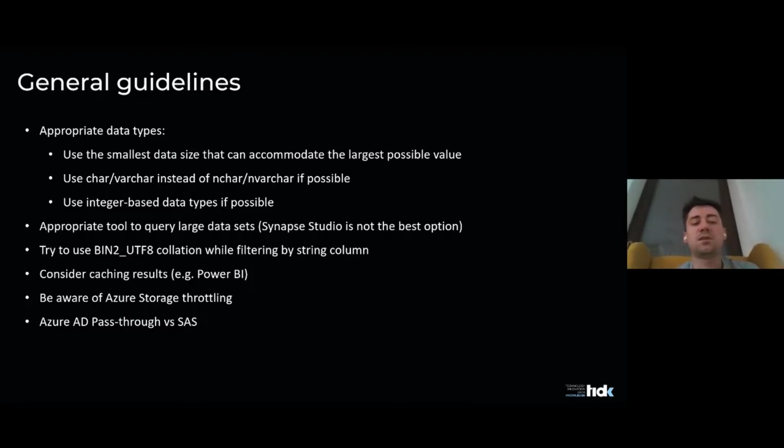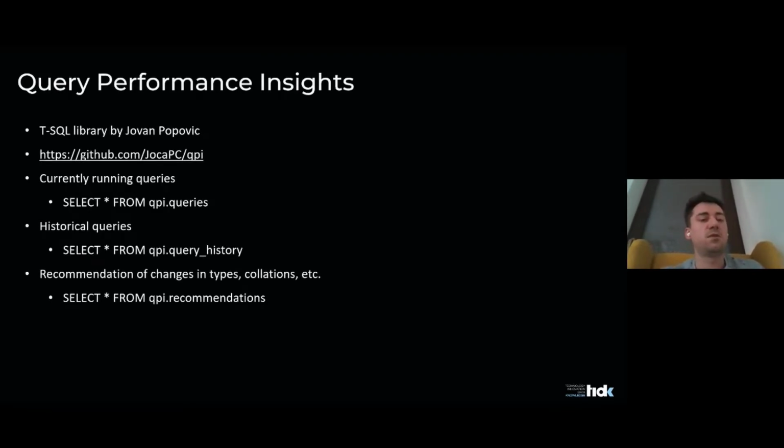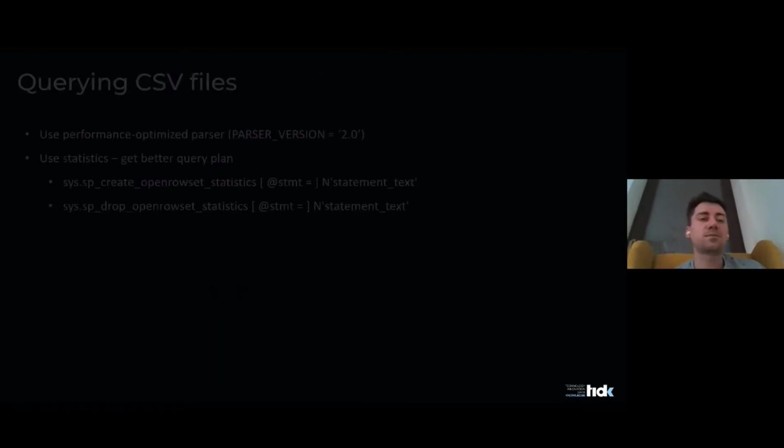About Azure AD pass-through versus SAS, I talked about it before. What I recommend is using the query performance insights library created by Jovan. It has three very important queries. We can select currently running queries and observe the times. We can select historical queries, and then of course we can show recommendations of changes in types, collations, etc.